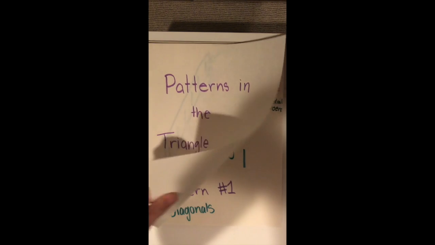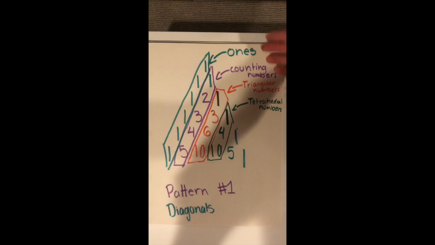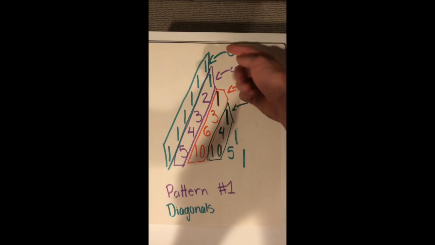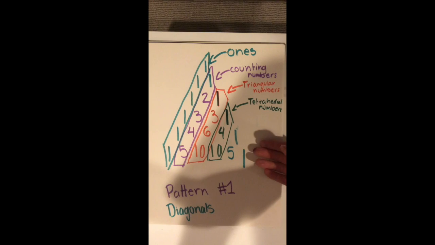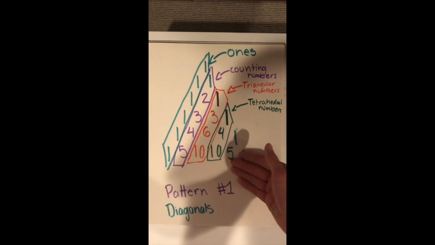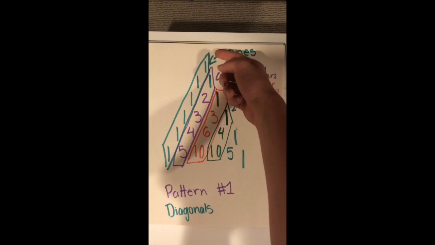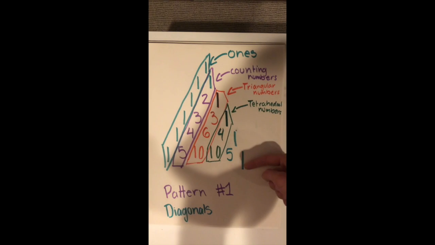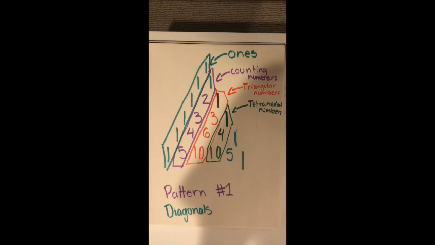Patterns in the triangle. Pattern number 1, the diagonals. So in the diagonals, you can see that each row has a different pattern. So in the first row, you have the ones. In the second row, you have the counting numbers. In the third row, you have the triangular numbers. And then the fourth row, you have the tetrahedral numbers, and so on and so forth. All these diagonals will go on forever, and they are flipped on each side. So you can have the ones on this side of the triangle and on this side. Counting numbers on this side of the triangle and on this side. All of these will be flipped, and all the patterns are on both sides of the triangle.